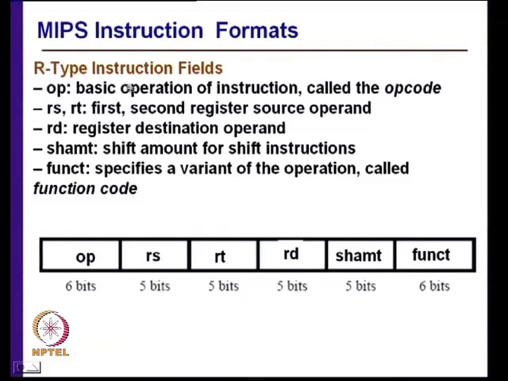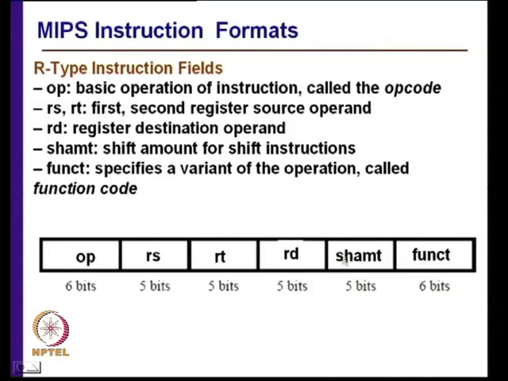Number one is known as R-type instruction fields. R-type stands for register type. That means your operands are in the registers. And here you can see the 6 bit is the opcode field, operation code, and then RS, RT, these are the first and second register source operands. So, that means you will get two operands from two registers, RS and RT. Those RS and RT can be two of the 32 bit registers that I have already discussed. And RD is again another general purpose register, the destination register address where the result will be stored.